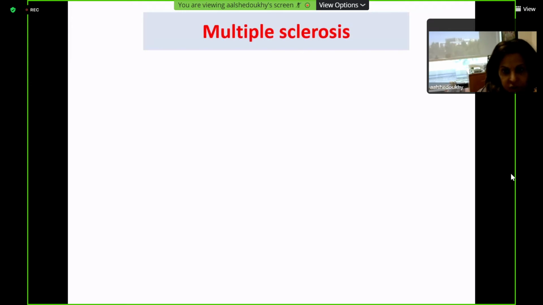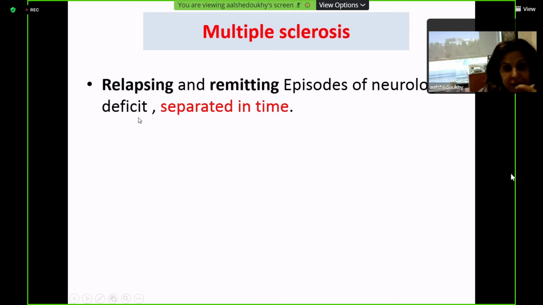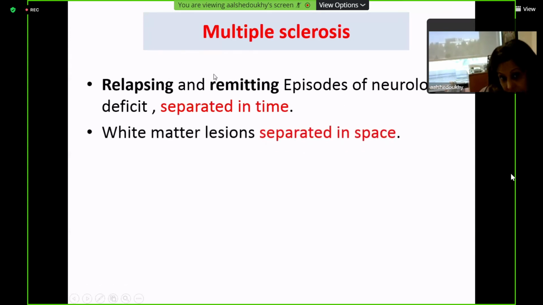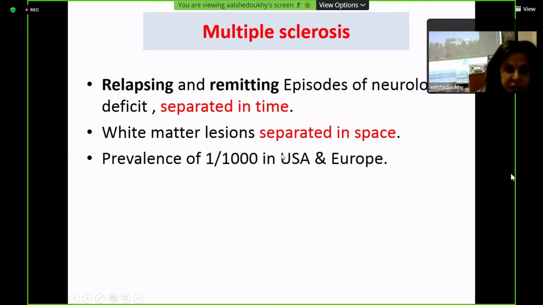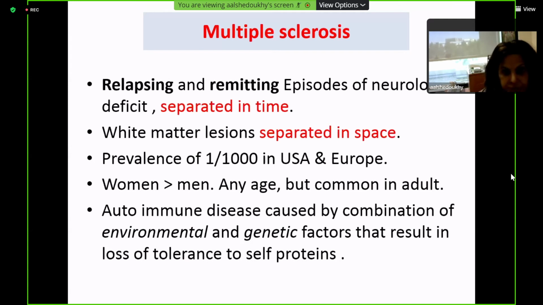Response to treatment varies, and clinically it will present as relapsing and remitting episodes of neurological deficit, separated in time. For this, we need to rule out other diseases before we label it as multiple sclerosis. The white matter lesions are also separated in space, and the prevalence of this disease is 1 in 1,000, so it's not rare. It's more common in women than men and more common in adults.